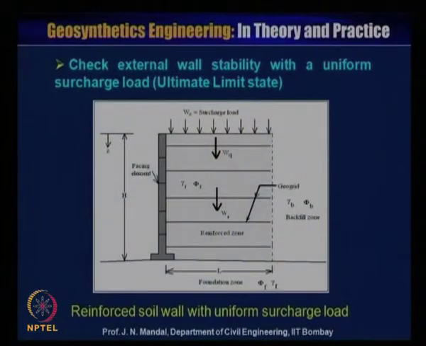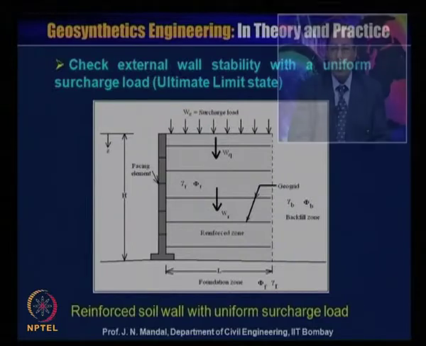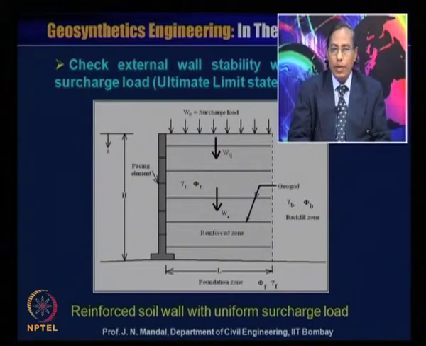Now when we talk about the external stability, here you want to check the external wall stability with a uniform surcharge load, or ultimate limit state. So this is the reinforced soil wall with uniform surcharge load. This is the wall, which we call the facing element, and the height of the wall is capital H. You can calculate the pressure at any depth, and this is the number of layers of reinforcement. This is the geogrid here as a reinforcement.